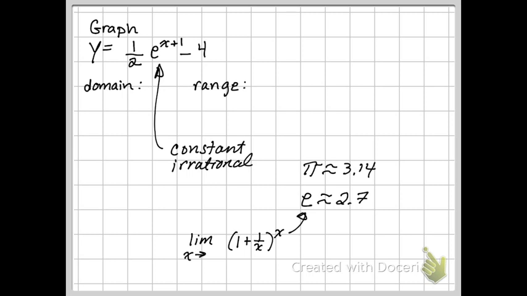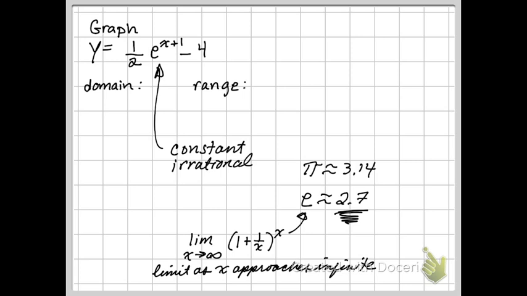This limit is read as the limit as x approaches infinity. That's how we read that, or a way to read it. And what does that mean? That means let x be really large in this case. So if I let x be very large numbers, what's going to happen is I'm going to approach the value of 2.7. I will get the value of 2.7.